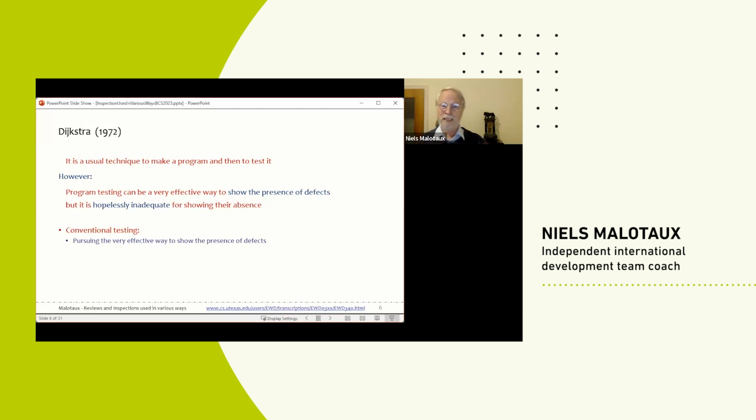So, conventional testing is a very effective way, because the tester thought, well, if it's so easy to find defects, let's find them. And let's not think about that second sentence. It's hopelessly inadequate to show the absence. Because in my zero defects talk, I talk about testers, what do you do if there are no defects? How can you prove there are no defects if there are none? So the challenge is making sure that there are no defects. That's the task of development. And how to show their absence if they're not there, where testing probably is not the right approach.